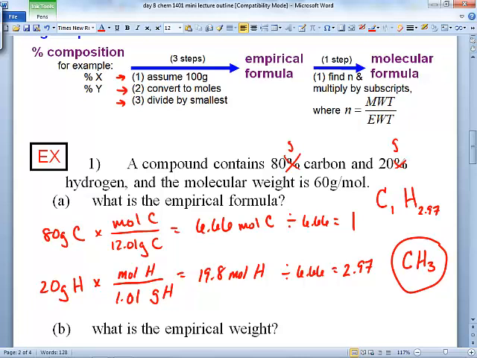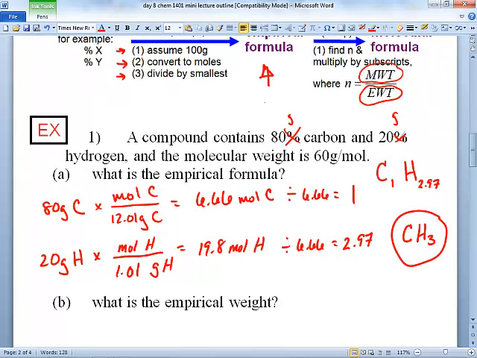Now, let's get used to something. MWT, because in this last step, they're preparing us for this. You have to get this little n. Right now, we have the empirical formula. We're after the molecular formula. That means you have to get this little n. What's MWT? Molar weight, molecular weight. Okay. What's EWT? Empirical weight. So we have to divide molecular weight by empirical weight to get this little n. So we're after EWT.